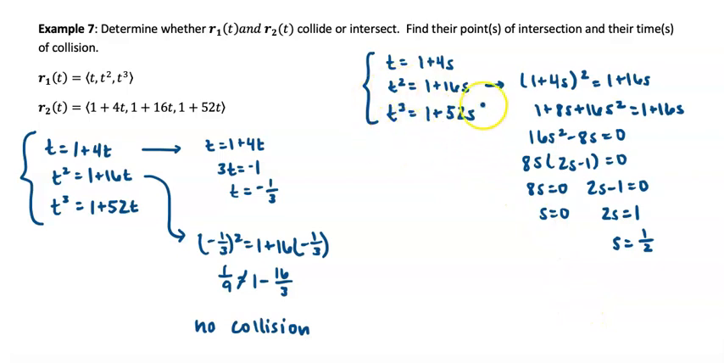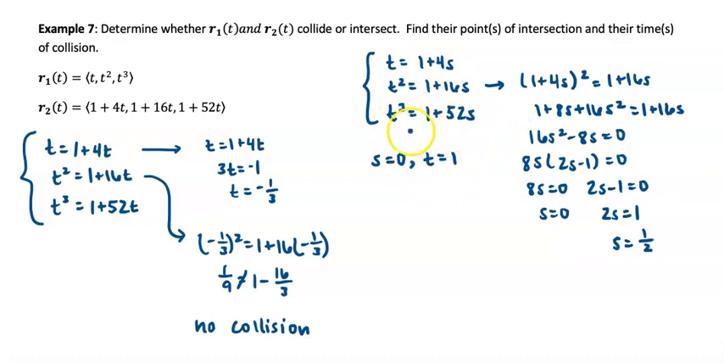Now we have to check that they're true for the third equation. So we're just verifying that the third equation is true for t cubed. Now, there are different ways to do this. Rather than cubing this initial binomial, we're going to plug these values of s into the first equation to find out what that t would be. So for s is equal to 0, t would be 1 plus 4 times 0, which is 1.